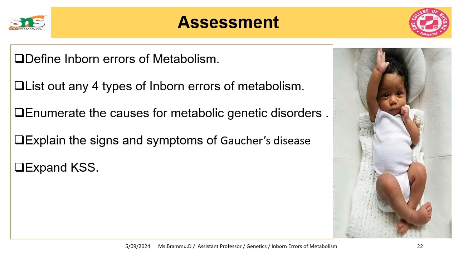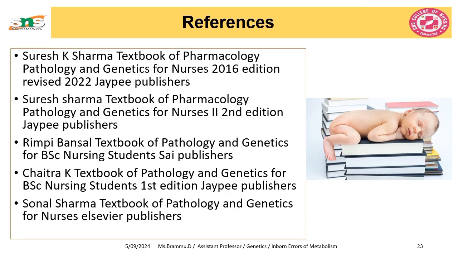In this video, you would have come across how to define inborn errors of metabolism, a list of the possible types of errors of metabolism, and you can also explain the signs and symptoms of Gaucher's disease, and what KSS is. You'll be able to explain KSS as well. Followed by that, I have given the common references. You can go through the references to find in-depth knowledge of the major inborn errors of metabolism and how they can be screened.